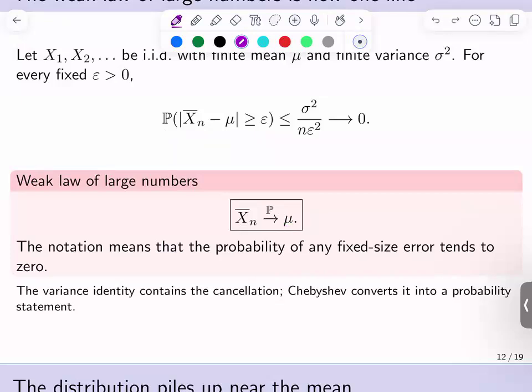So what we proved is really this notion of convergence in probability. Basically, the probability of any fixed size error around this limit is going to zero. This is called convergence in probability. The key is the independence and IID-ness.